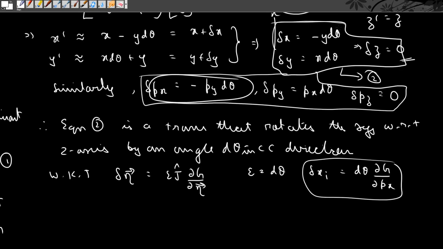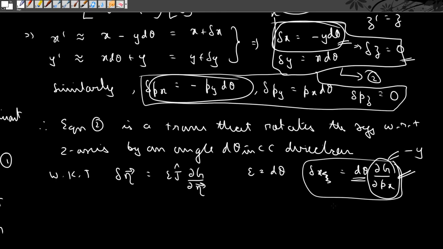Okay, so comparing this relation with this relation, del x is equal to minus y times d theta. So there is d theta, which implies that this quantity should be equal to minus y.